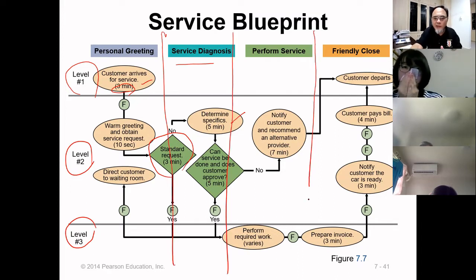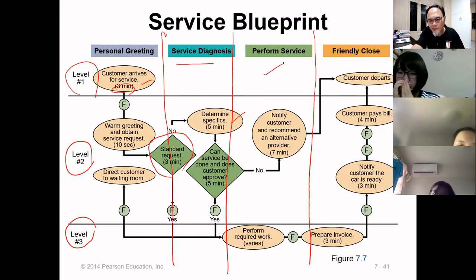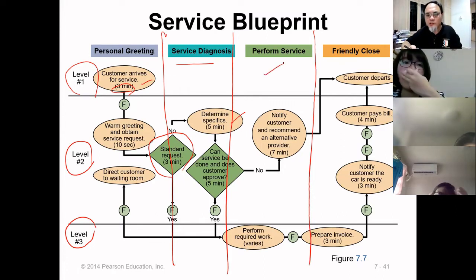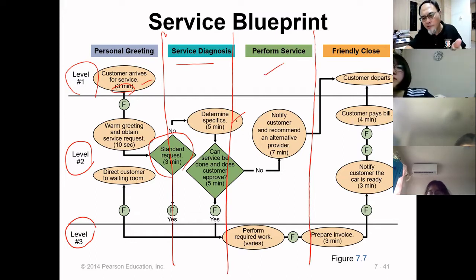This is the performance of the service. Performance of service, this is exactly what the provider will do. So when you know the things to change, for example, I want to change my oil, I want to change my wiper water, whatever, or engine oil. So notify the customer and recommend an alternative provider, if you cannot do it.